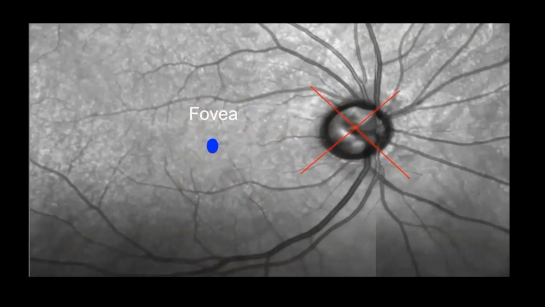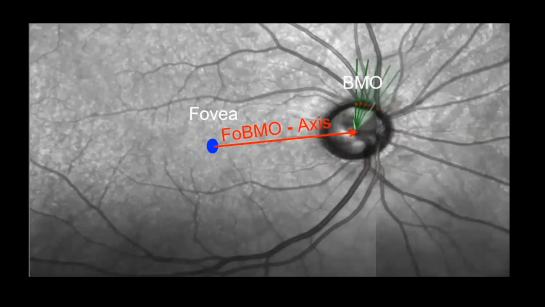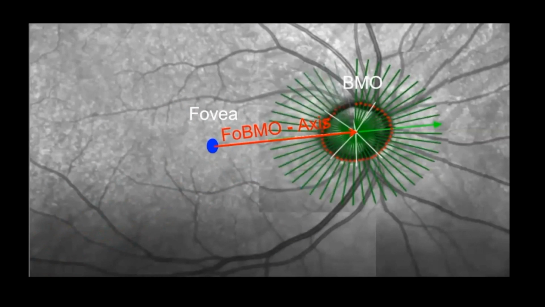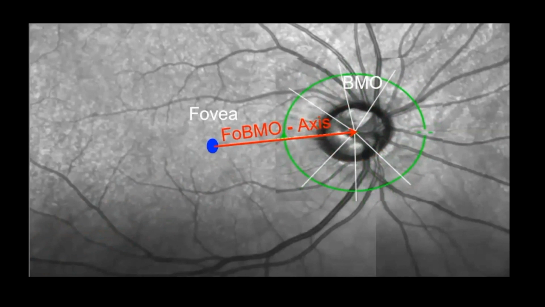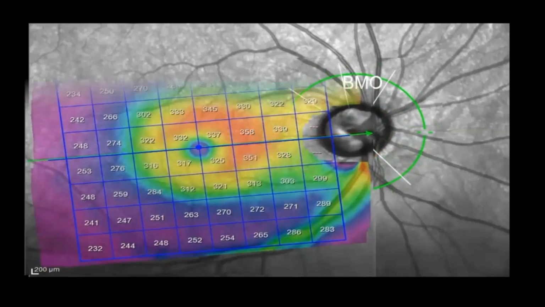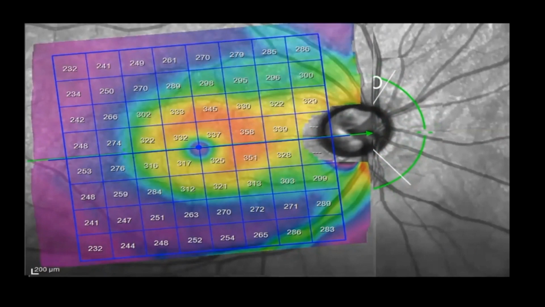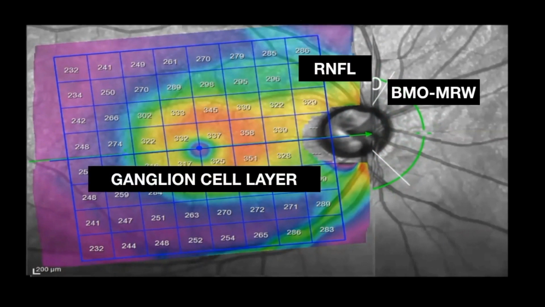First, the foveal centration is marked. Then, the Bruch's membrane opening based disc center is marked. Then, the fovea Bruch's membrane opening axis is plotted, followed by the 24-line scan examining 48 Bruch's membrane opening positions, followed by a circular scan examining the retinal nerve fiber layer thickness. And finally, we have the examination of ganglion cell layer thickness.